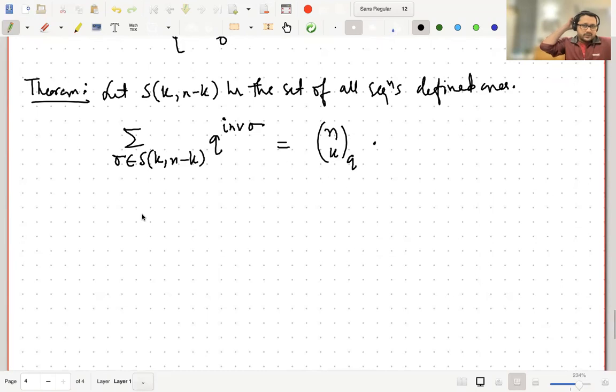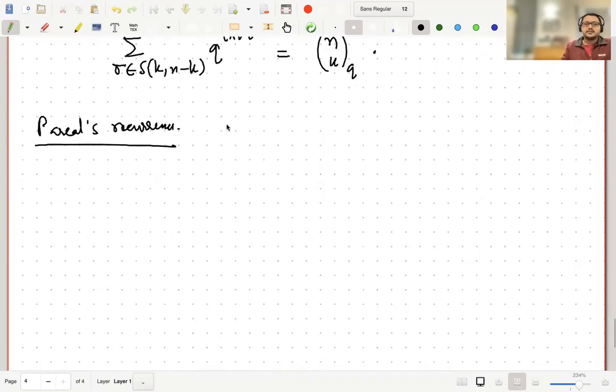So how does one prove this? To prove that, one needs to use a famous recurrence, which is called Pascal's recurrence. I'm sure you already know Pascal's recurrence for binomial coefficients. There exists a similar recurrence for q binomial coefficients. For q numbers, this recurrence is [n]_q is equal to [k]_q plus q to the power k [n minus k]_q.